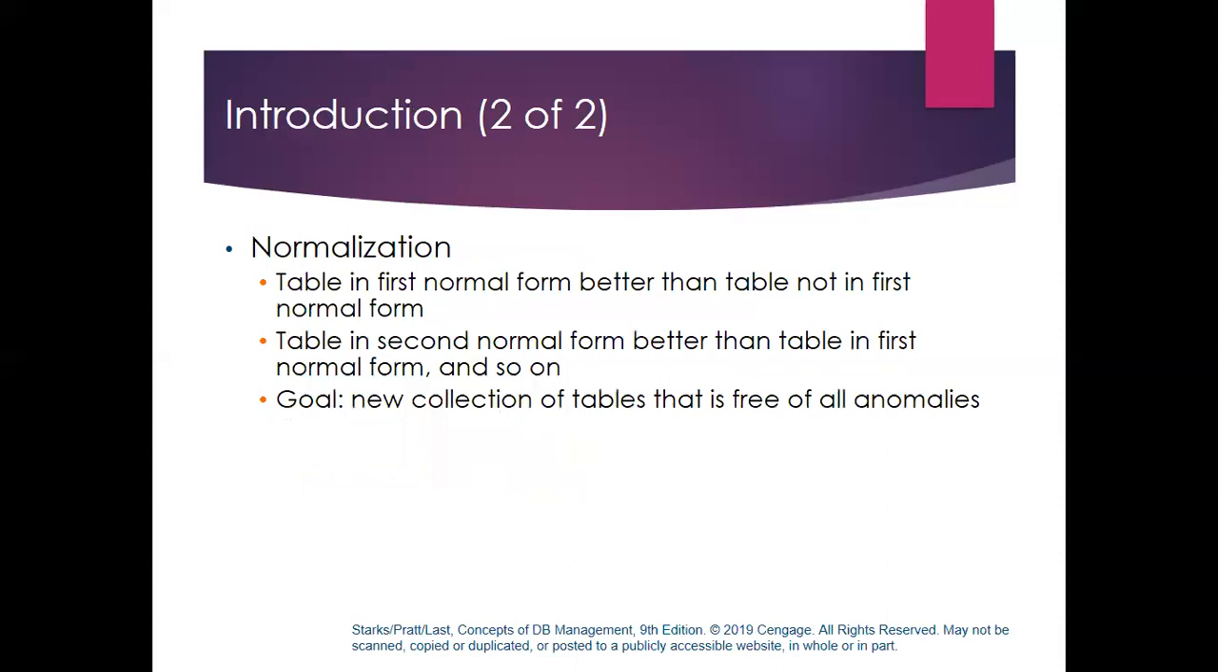The process of normalization is a progression in which a table that is in the first normal form is better than a table not in first normal form. A table in second normal form is better than a table in first normal form, and so on. The purpose of normalization is to produce a new collection of tables that is free of all anomalies and still represents the same information.